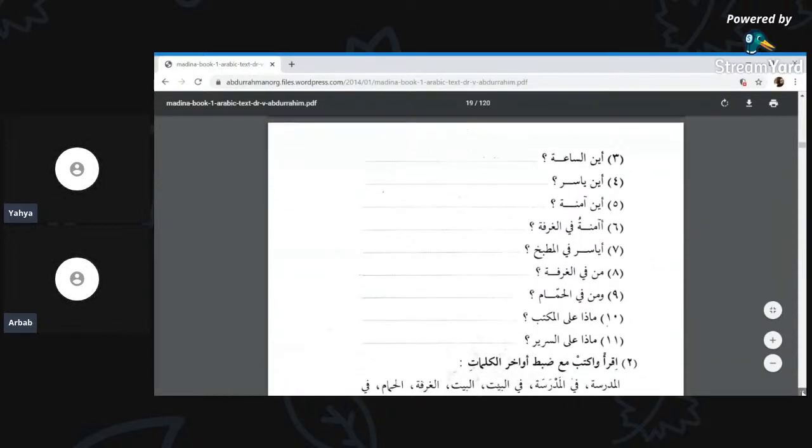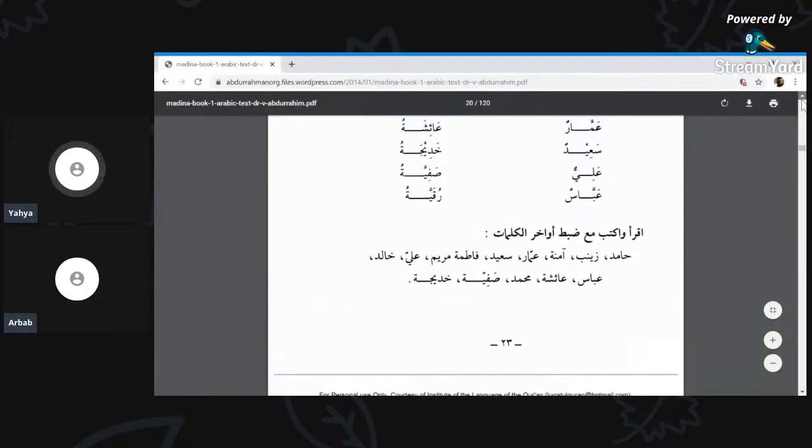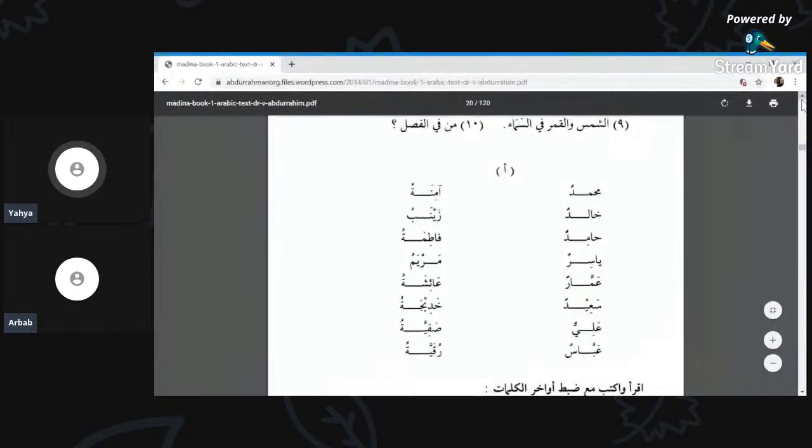Okay, and then here you can see we have masculine names, Muhammadun, Khalidun, Hamidun, all ending with tanween. And then the feminine names on the left, Aminatu, Zainabu, Fatimatu, for example, all ending with a dhamma, not tanween.